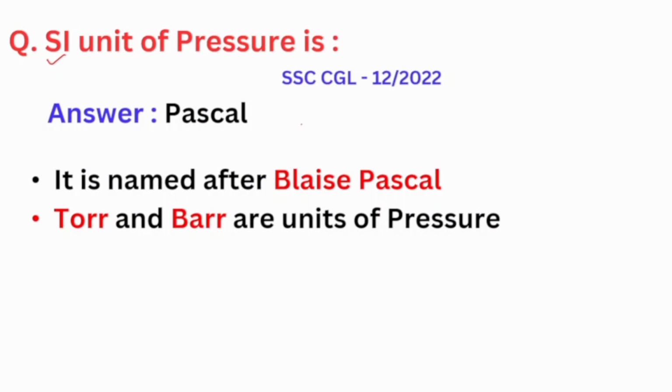SI unit of pressure is Pascal. It is named after French mathematician and scientist Blaise Pascal, and torr and bar are other units of pressure.